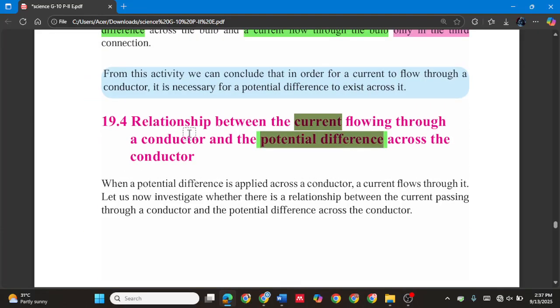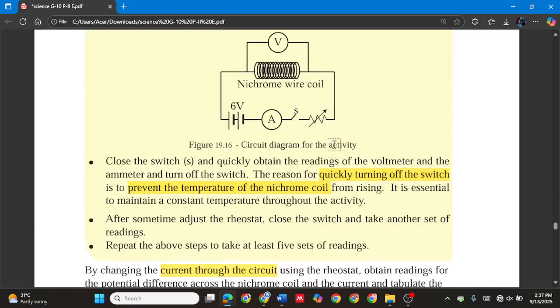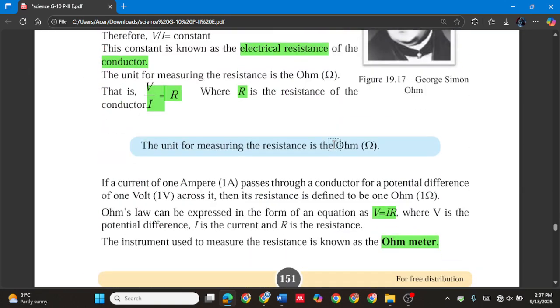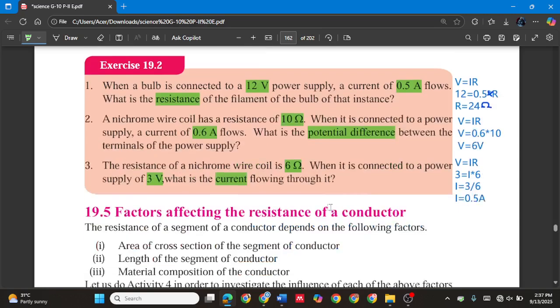What is the part? Relationship between the current and potential difference. So we are going to use this equation always, V equals IR. This is the equation which we are going to use always, then we end up with the answers.